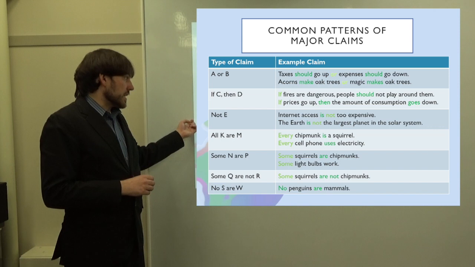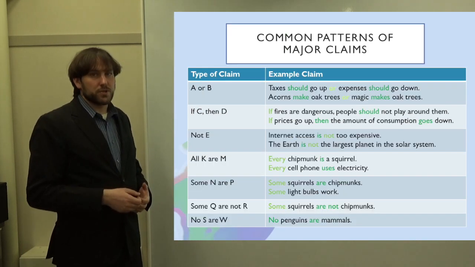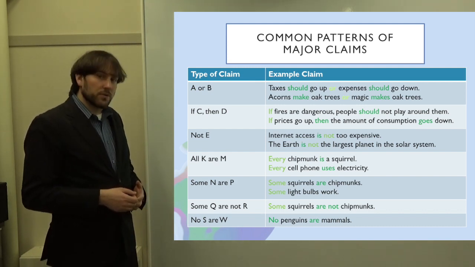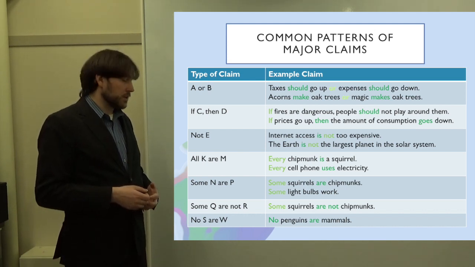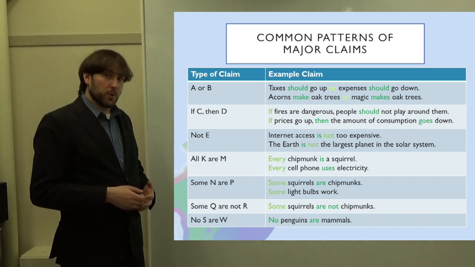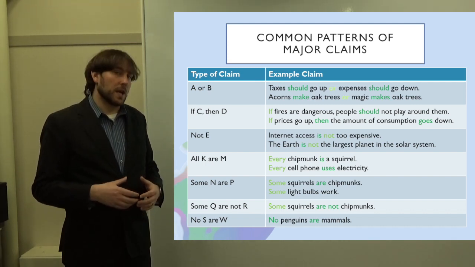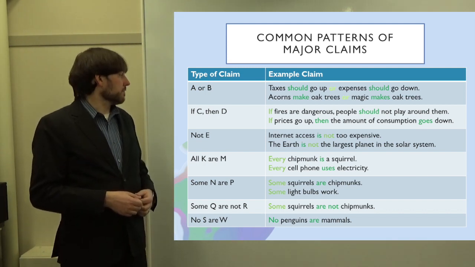Next one, not E. Internet access is not too expensive. The Earth is not the largest planet in the solar system. These will help us a lot with the sort of claims we're making at the top and also at the bottom. Let's look at a couple more. All K are M. Every chipmunk is a squirrel. Every cell phone uses electricity. Here we're making a category claim. We're saying everything in this category behaves in this way.